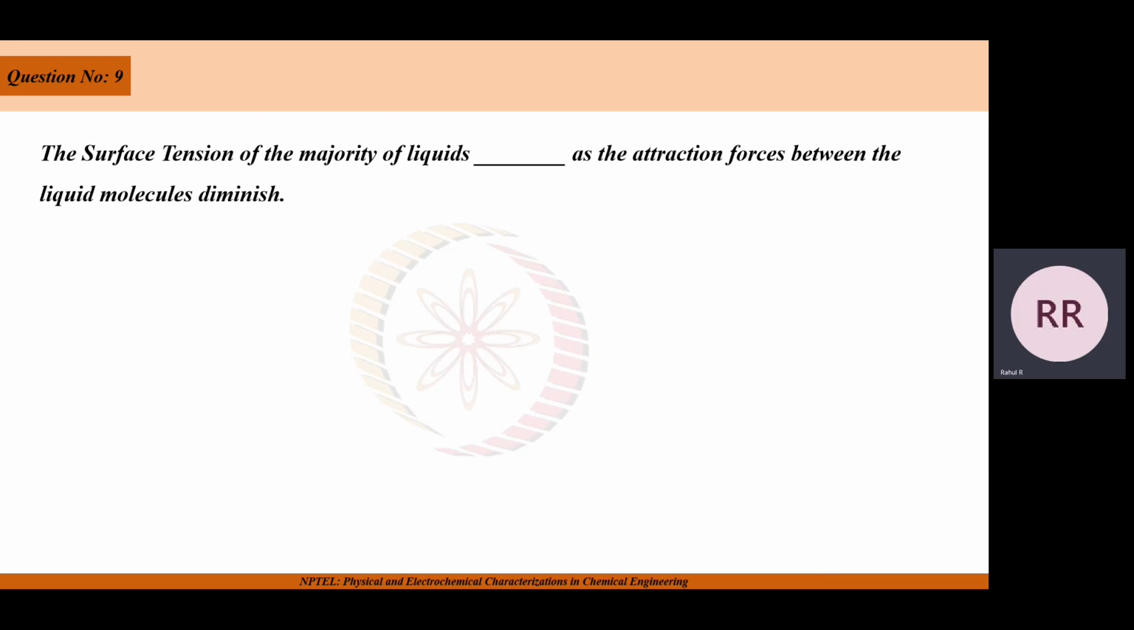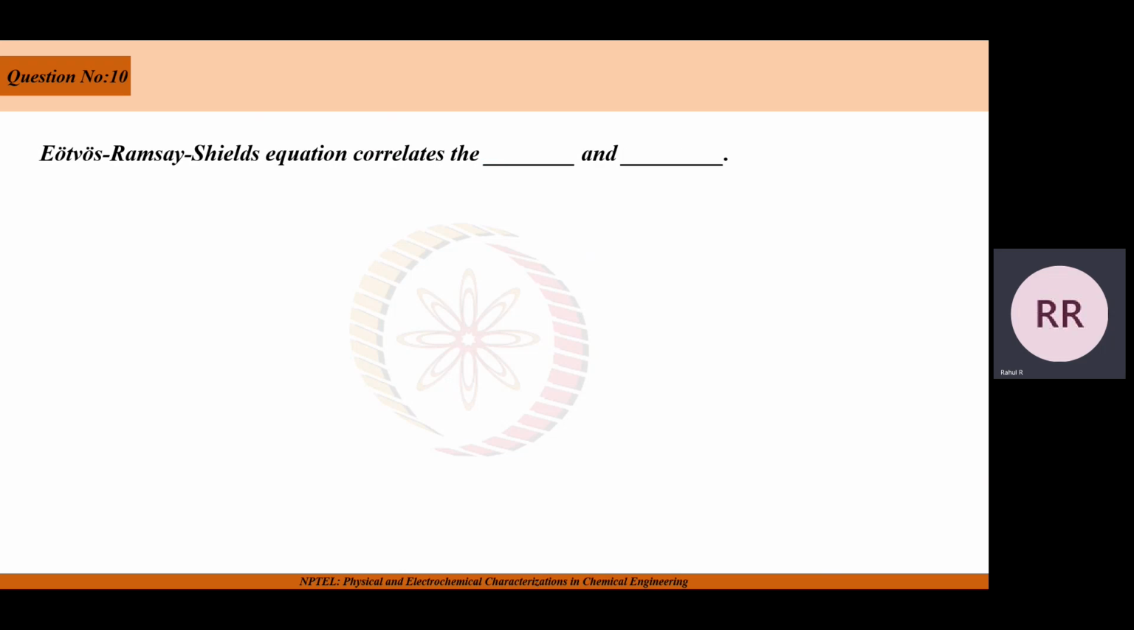Yeah, I think you guys have had enough time to think about the answer. So the answer is actually, it decreases. The surface tension of a majority of liquids decreases as the attraction forces between the liquid molecules diminish. This is a very good concept to know. The answer is that it decreases. Okay, I hope you understood this one. Now let us move on to the next question.